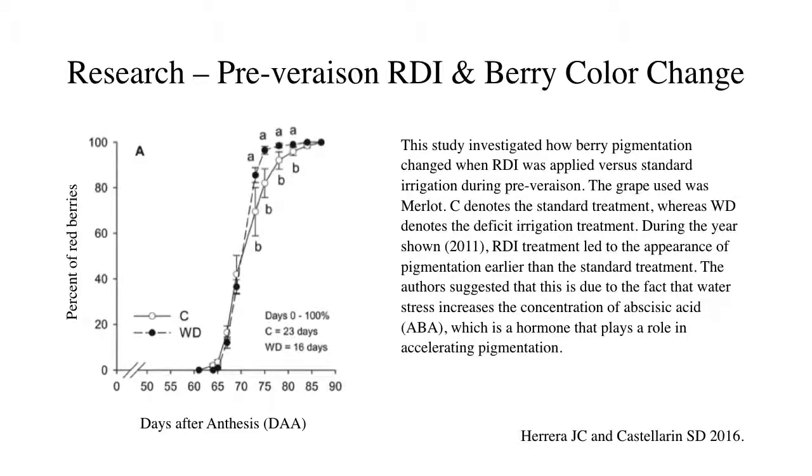This study investigated how berry pigmentation changed when RDI was applied versus standard irrigation during pre-veraison. The grape used was Merlot. In the graph to the left, C denotes the standard treatment, whereas WD denotes the deficit irrigation treatment.